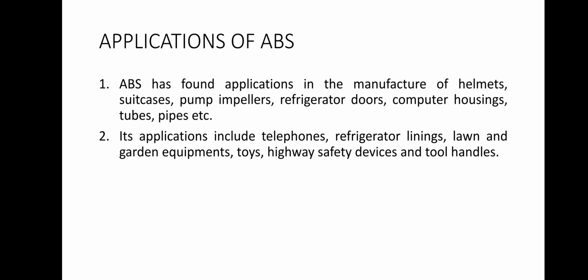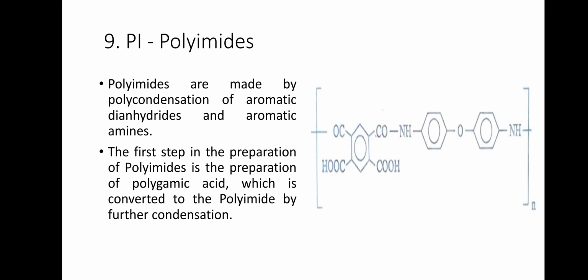Applications of ABS. It has found applications in the manufacture of helmets, suitcases, pump impellers, refrigerator doors, computer housings, tubes, pipes, etc. ABS applications also include telephones, refrigerator linings, lawn and garden equipment, toys, highway safety devices and tool handles. The next polymer is PI, polyimides.